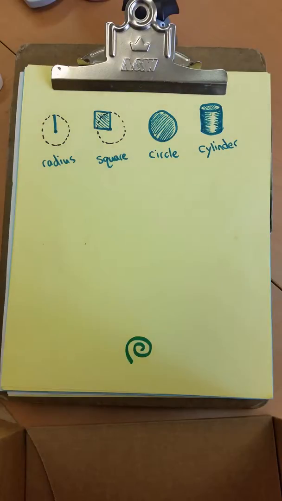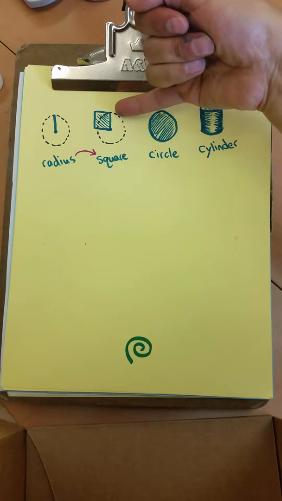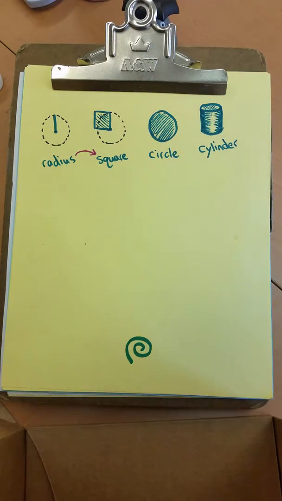One simple way of thinking about getting from the radius all the way to the cylinder is to think about the stages it goes through. To get from the radius of a circle to this square, we just multiply radius times radius equals radius squared. Simply square your radius to get the square.